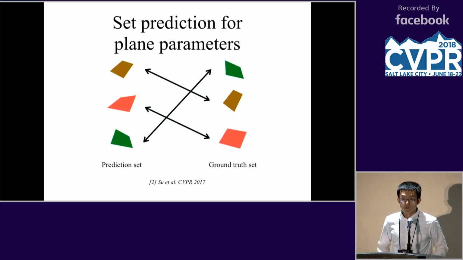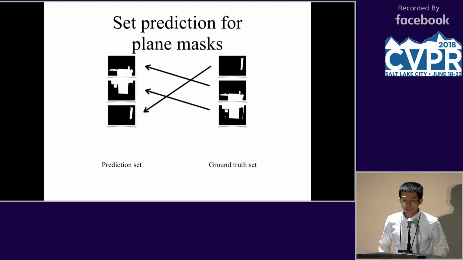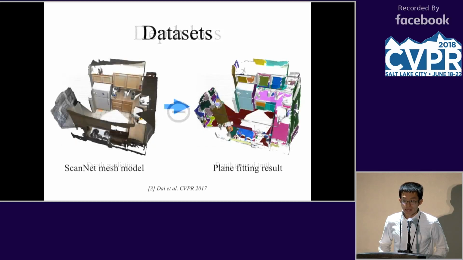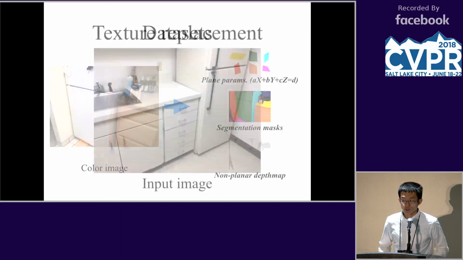To define the loss, we find the matching between the ground truth set and the prediction set based on the distance in the parameter space. In addition, we allow some ground truth planes to be empty. We use the same matching to supervise the plane segmentation task. To further improve the reconstruction quality, we also add supervision on the depth map synthesized from the plane parameters and masks. We fit 3D planes on 3D mesh models from the SPLATNet dataset and project 3D information to each camera view to generate the training data.